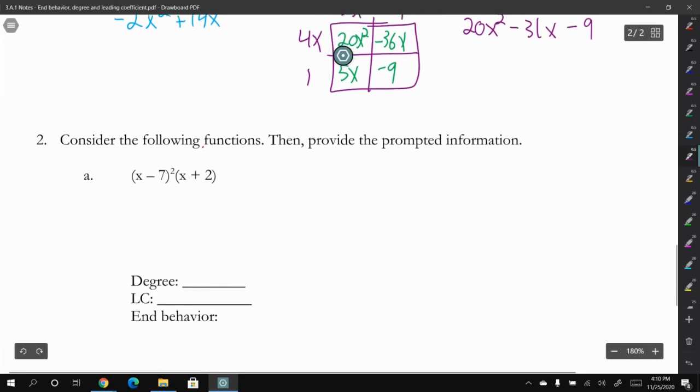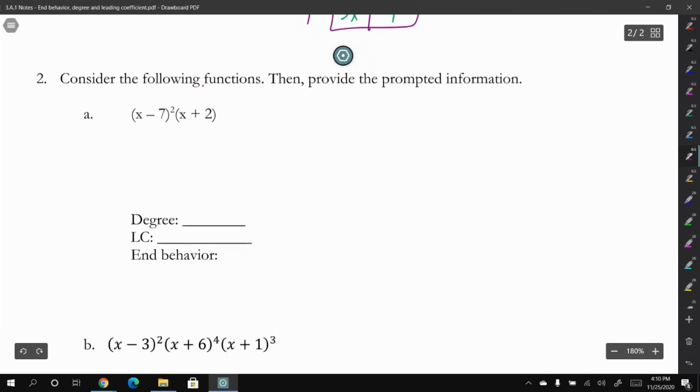All right, now let's look at number 2. We're going to have two functions here, and we're going to put them in standard form first if we can, and then provide the degree, leading coefficient, and the end behavior.